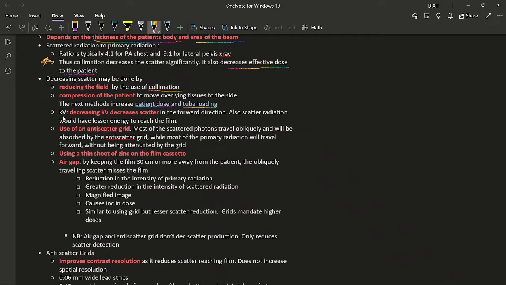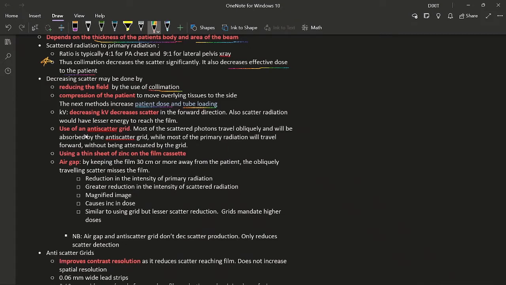Now the first one is kV. If you decrease kV, the rays will have lesser energy. Because they have lesser energy, they are easily deflected. So most of the scattered radiation is easily deflected and doesn't reach the film. Another thing is that the radiation already has a little less energy because of the low kV. On top of that, the scattered radiation will have even less energy, and it also usually has a slightly longer path to cover because it is traveling obliquely, and because of that it would most likely not reach the film.